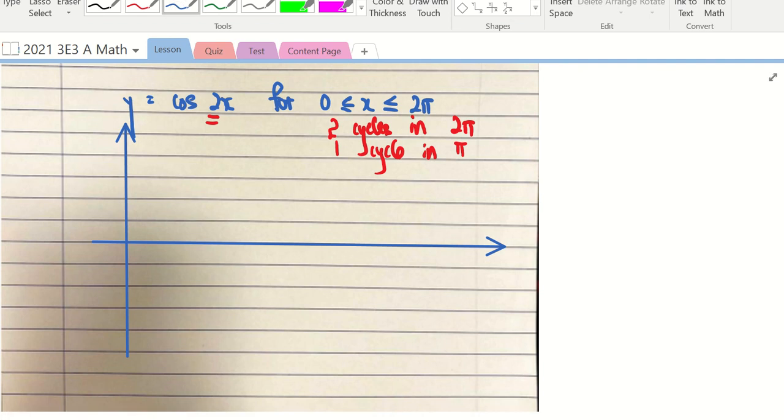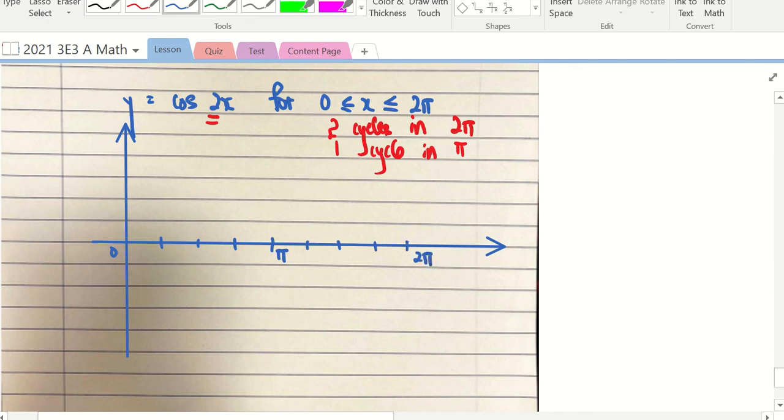Mr. Liu said 4 intervals for 1 cycle. So let me label the 4 intervals. 1, 2, 3, 4. But my first cycle will only stop at pi. Is it enough? No. So I need another 4 intervals for the second cycle. 1, 2, 3, 4.